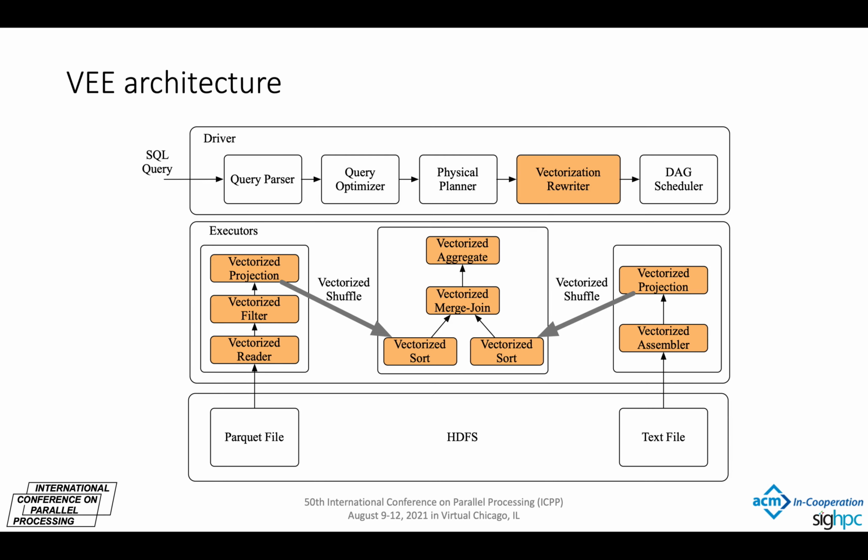When we have all this in our mind, we came up with the V architecture that is composed of two parts: the query planning part and below it the query execution part. We rewrite Spark's generated physical operator tree into one composed of vectorized operators. Then during the execution, all the operators execute in vectorized mode, such as vectorized projection, vectorized filter, and vectorized reader. And during the data shuffle among different stages' tasks, we also use the vectorized shuffle, which is efficient and performs well.